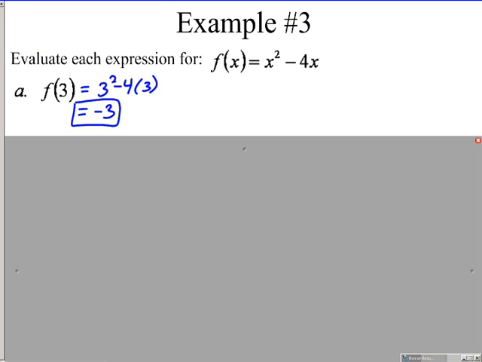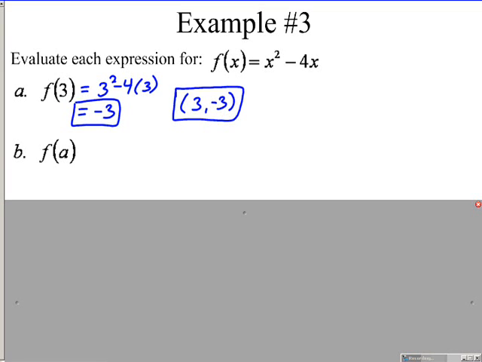Now, don't forget, when you are given a situation like this, where you are evaluating a function at a specific value, you are basically finding an ordered pair here. So this means when I plug in 3 for x, what did I get out for y? Because remember, f of x replaces y. We got out negative 3. So now I know that ordered pair is a solution to that equation.